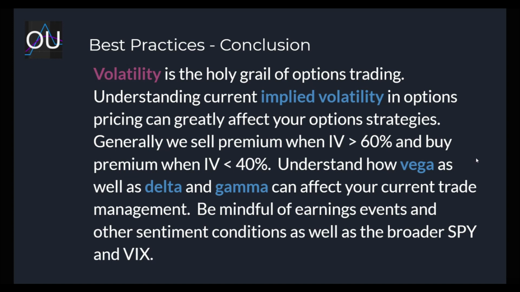Sometimes you do nothing. But understanding how Vega as well as Delta and Gamma can affect your current trade management is very important. And be mindful of earnings events and other sentiment conditions, as well as the broader SPY and the VIX, because the broader market, the SPY and the VIX, will have an effect as well on all option prices, more or less, some more than others. It's important to take a view, and it's important to look across all your trades, just as we did with delta and delta neutral strategies, looking at more than one of your trades.